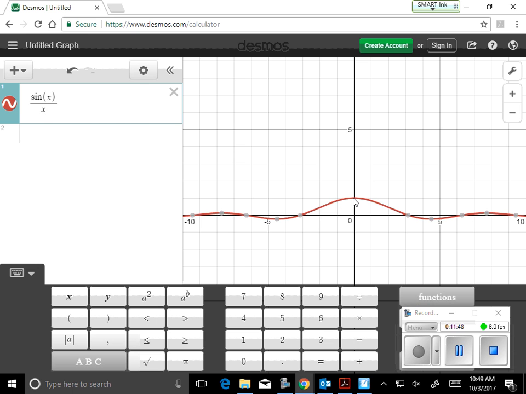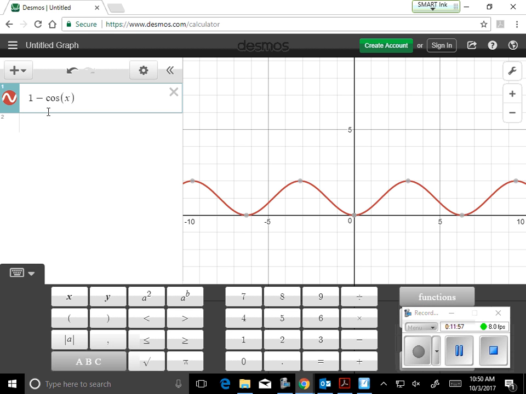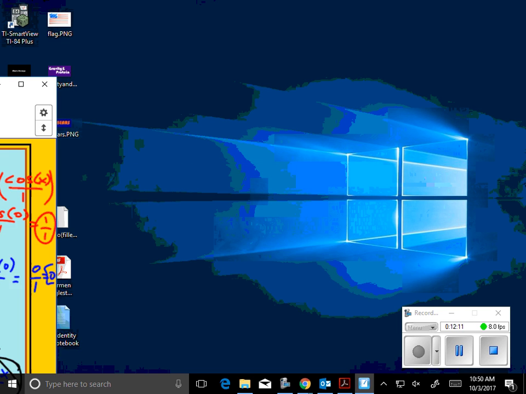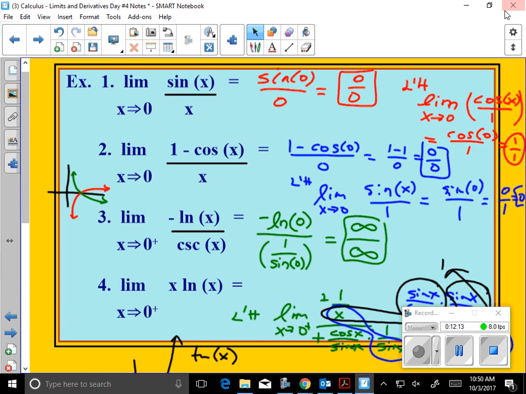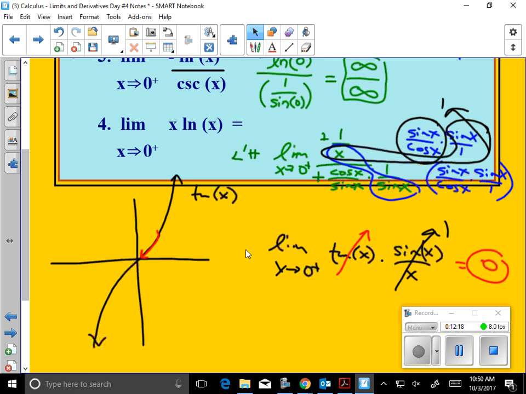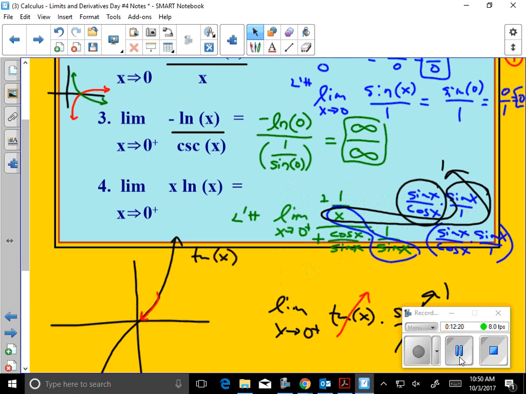Okay, this is a good way just to check your work and see whether or not your answer is legitimate. 1 minus cosine x divided by x. That approaches 0 as x approaches 0. Cool. Okay. Most of what you're going to be doing today in your assignment is manipulation of algebra. And I'll tell you this. What we did were our warm-up. Those of you at home, good luck.